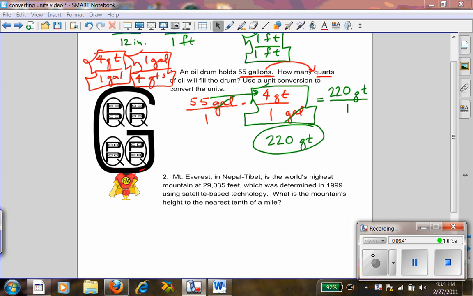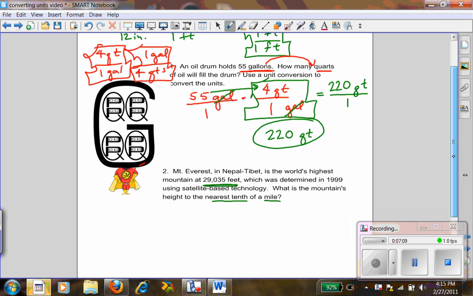All right, so let's try another. It says Mount Everest in Nepal, Tibet is the world's highest mountain at 29,035 feet. That is important. Which was determined in 1999 using satellite-based technology. Although this is interesting, guess what? This stuff right here, not important. It says, what is the mountain's height to the nearest 1/10 of a mile?